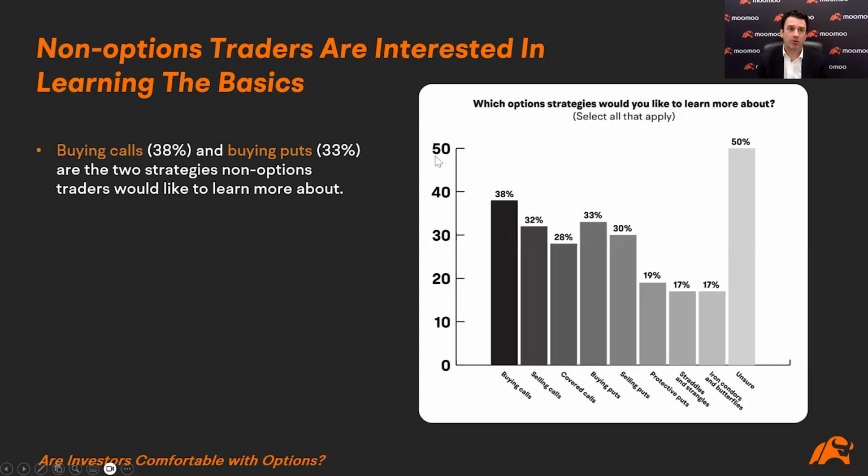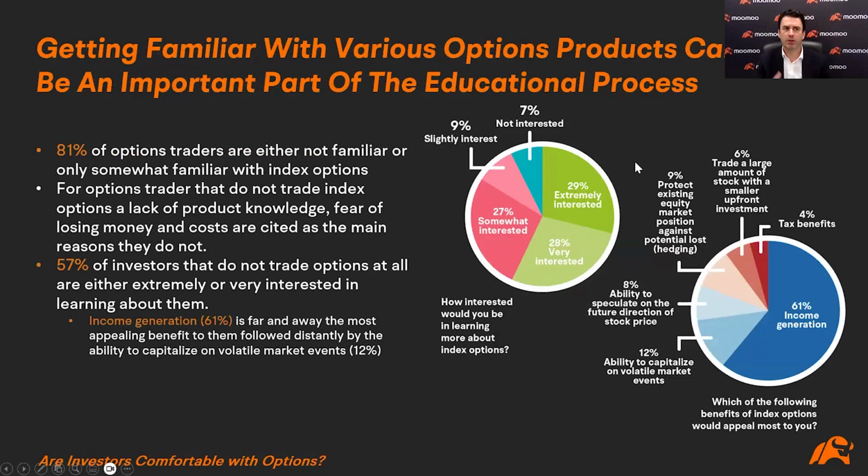Non-options traders are also interested in learning the basics, and that's really this beginner level. Buying calls and buying puts are the two strategies non-options traders want to learn the most about, and as Vince noted, they're the more simplistic strategies to start with, and they become the building blocks. A call or a put is the building block into many of these more complex spread strategies. They're also getting familiar with options products, and it can be important, right? You need time to get familiar.